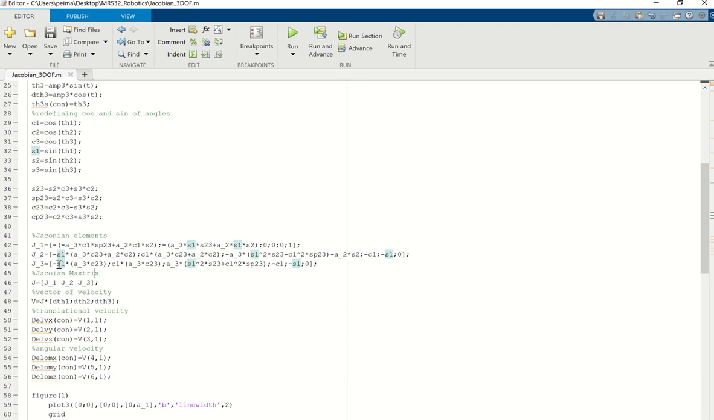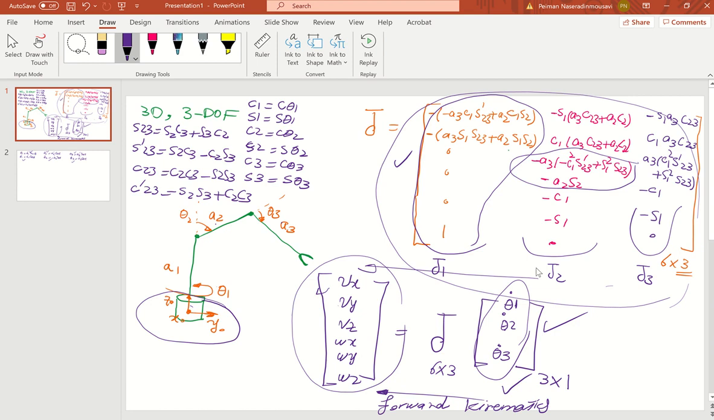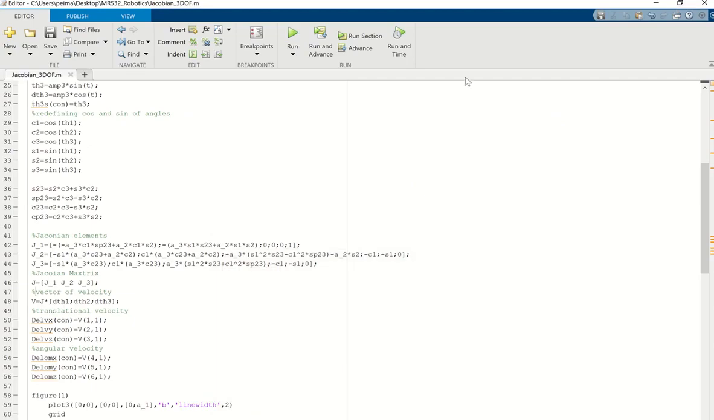Now this is the Jacobian matrix. Here we go. See, the Jacobian matrix. The Jacobian matrix is J1, J2, J3, exactly as we did here. You got it. J1, J2, J3. Putting together gives you the Jacobian matrix of this 3D robot with three degrees of freedom.